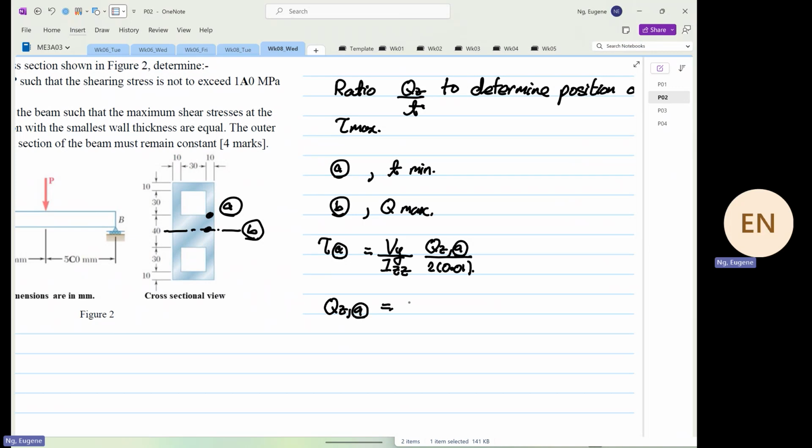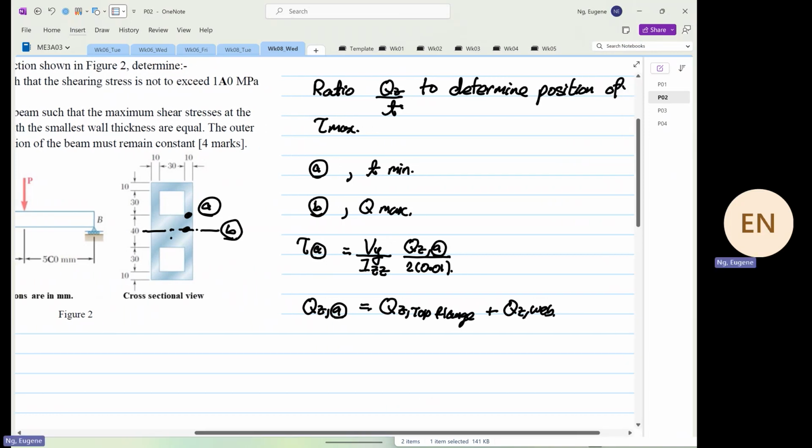So Qz at point A will be equal to Qz of the top flange plus Qz at the web. Now, when you look at the solution manual, in some questions they split this into half this way. Don't do that. It will confuse you like hell. Just focus on how I'm teaching you.